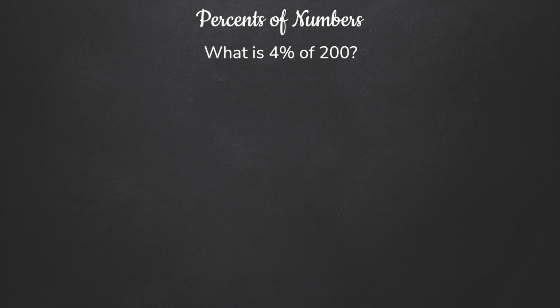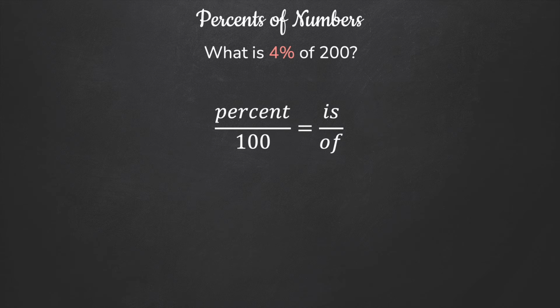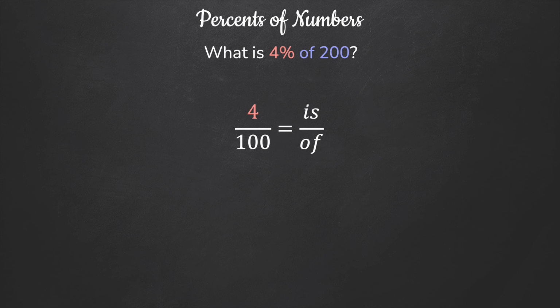Here we have our final example, which is what is 4% of 200? So we're going to replace the word percent with 4 because 4% is 4 out of 100. Now we're looking for 4% of 200, so we're going to replace the word of here with 200 because it's out of 200. 200 is our total, and we want to figure out what 4% of the 200 is.